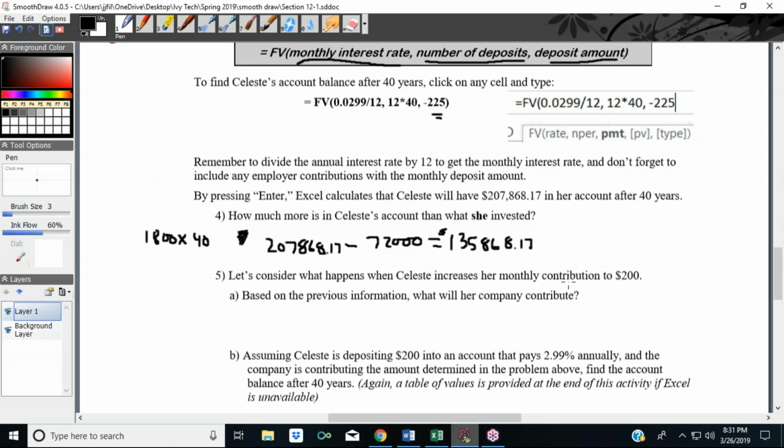So number 5 says, let's consider what happens when Celeste increases her monthly contribution to $200. Based on the previous information, what will her company contribute? So now Celeste is going to put in $200 a month, and the company is going to put in how much per month? 100.